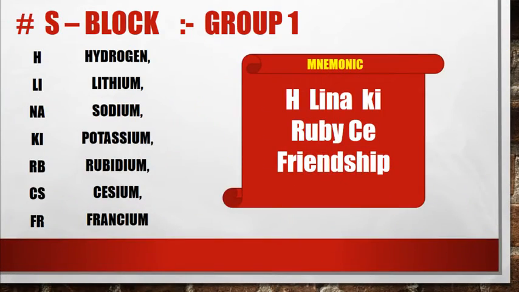First we are going to know about group 1 which belongs to S block, and it contains hydrogen, lithium, sodium, potassium, rubidium, cesium, francium, and we can learn them by Helena Key Ruby Say Friendship. H stands for hydrogen, Lena stands for lithium and sodium, Key stands for potassium, Ruby stands for rubidium, C stands for cesium, friendship stands for francium.